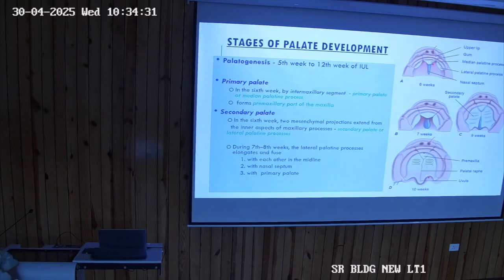Yes, please pay attention. This palate, if you have looked at the last 5 years of questions, always comes in your exams. Its related anomaly is very common, cleft lip and palate, so it usually comes in the form of a question. So you must know what are the processes that are going to form the complete palate. The primary palate is derived from the median palatine process. Median palatine process is derived from the intermaxillary segment. And lateral palatine processes are derived from the maxillary process.